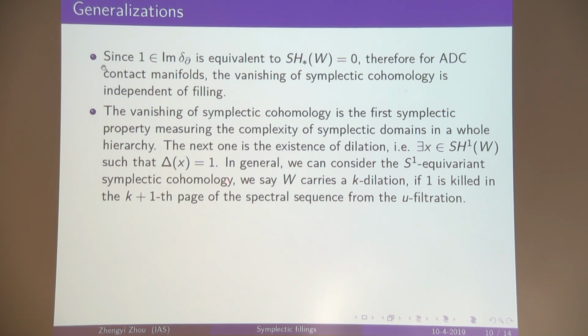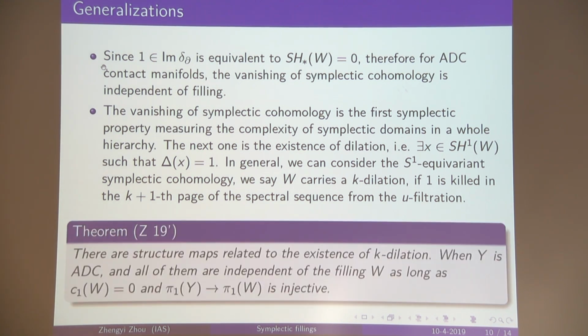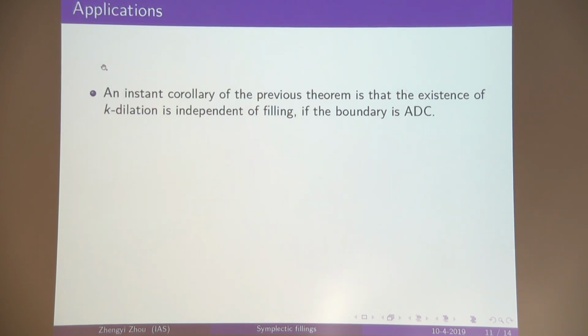And we can similarly define generalization of this, which says, because if we consider S1 equivariant theory, there's a U spectral sequence, and vanishing means one vanishes in the first page, and dilation means it vanishes in the second page. I can define a similar thing for all K. And the point is there are some maps related to this structure, and all of them are independent of filling if the boundary is ADC. Okay. And so a quick corollary of it is the existence of K dilation is a property independent of fillings if the boundary is ADC.